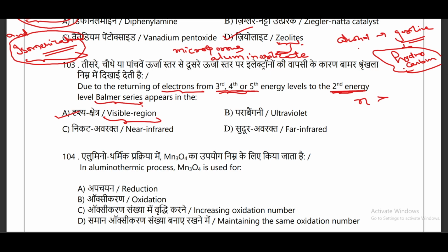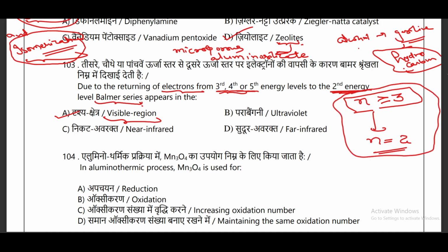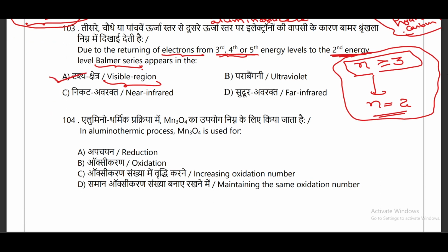actually in the Balmer series you will get spectral lines when electrons fall from a higher energy level with n equal to or greater than 3 to the second energy level, n equal to 2. These transitions emit photons in the visible light spectrum. So your correct answer is visible region, which is option A.